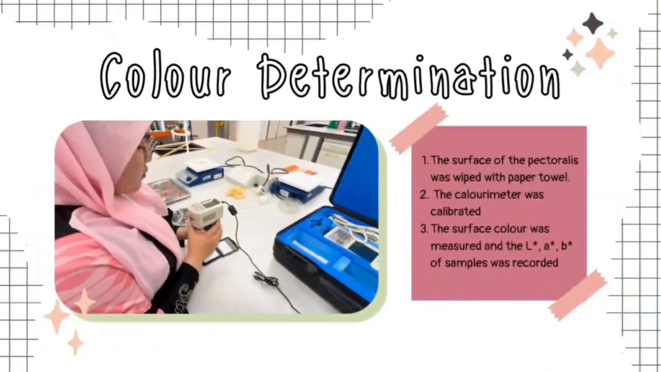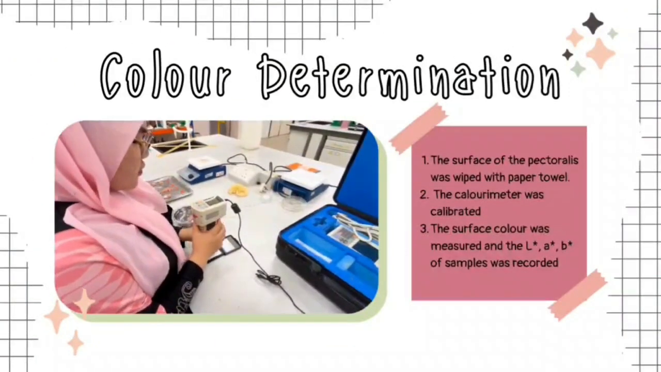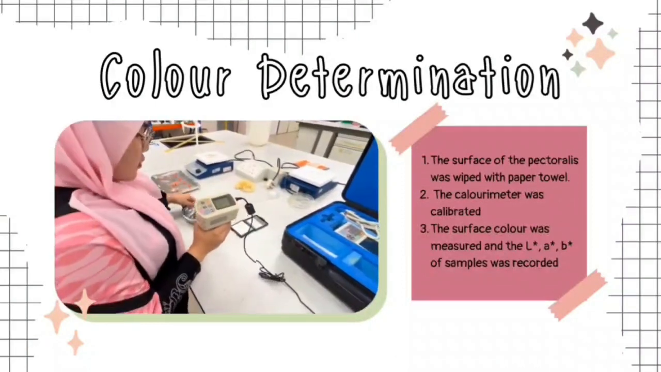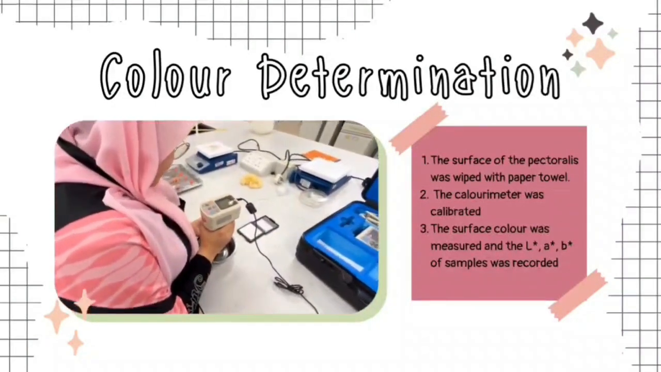Next, the first analysis is color determination by using a colorimeter. The surface of the pectoralis was wiped with a paper towel, then the surface color was measured.